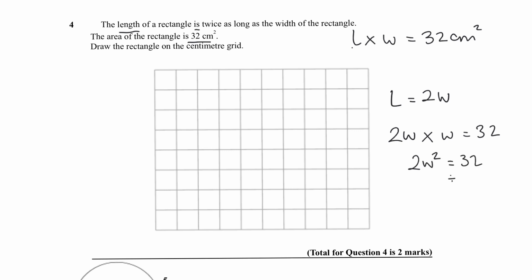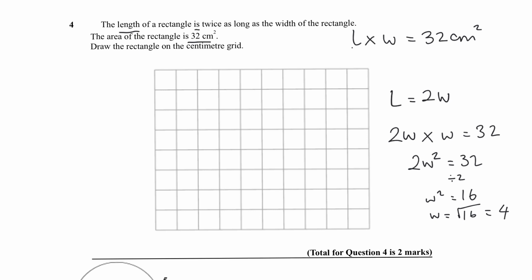Divide both sides by 2, you're left with w squared is equal to 16, and the square root of 16 is equal to plus and minus 4. But because we're dealing with lengths, you can't really have a negative length, so it will just be the positive 4. So now we know that the width is 4.